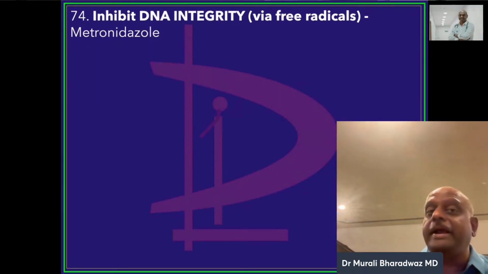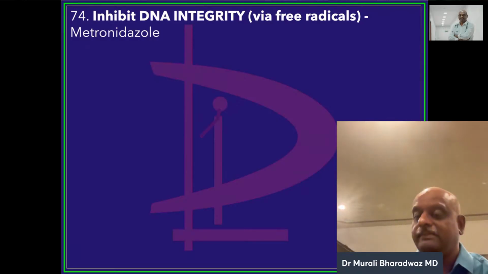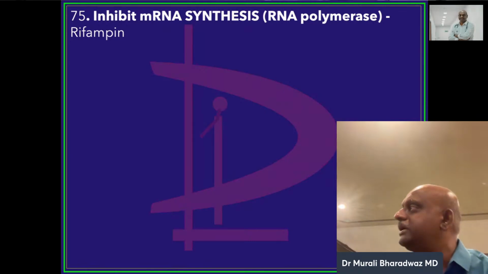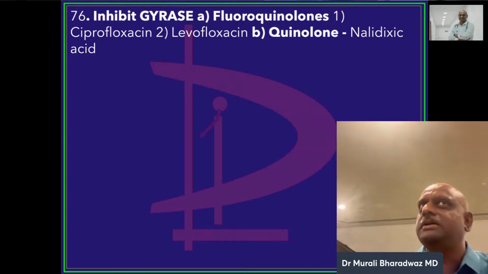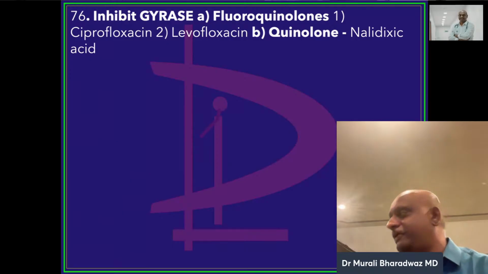Similarly, metronidazole-like drugs will inhibit the integrity of the DNA. mRNA synthesis is inhibited by rifampicin, which does so by RNA polymerase inhibition. DNA gyrase is inhibited by fluoroquinolones like ciprofloxacin, levofloxacin, and quinolones like nalidixic acid, which is often used to treat urinary tract infections.